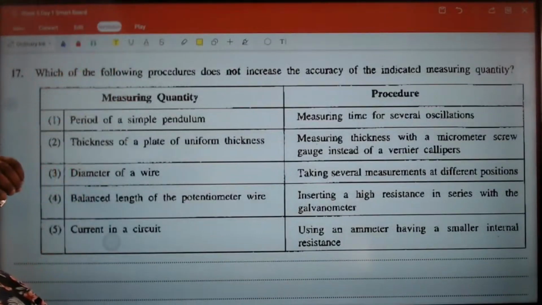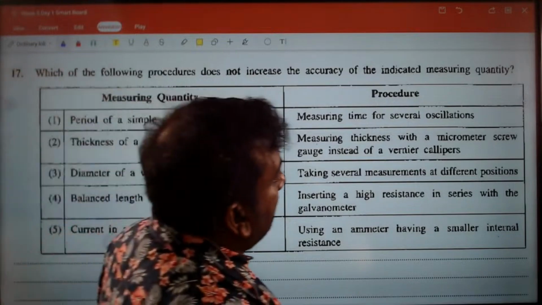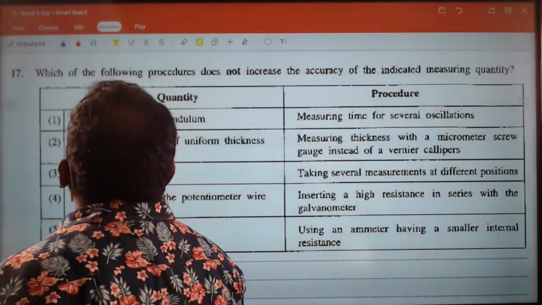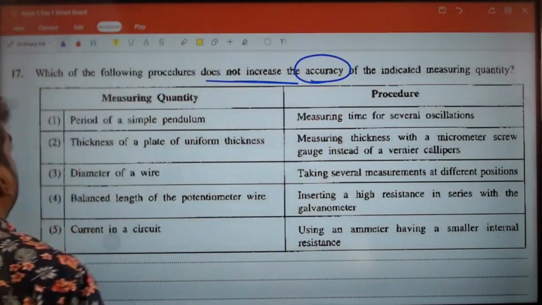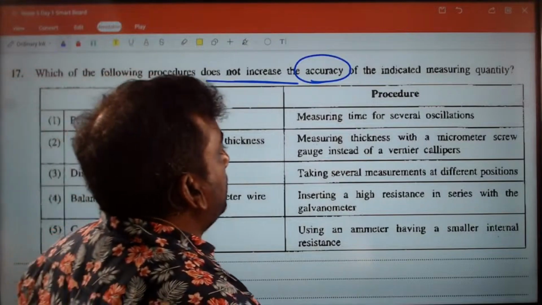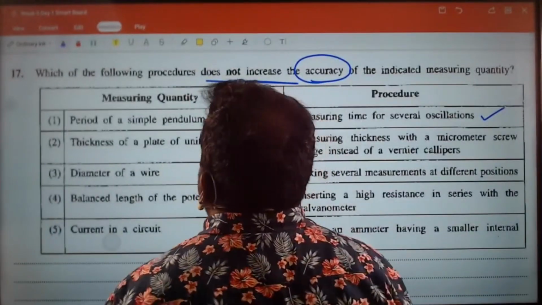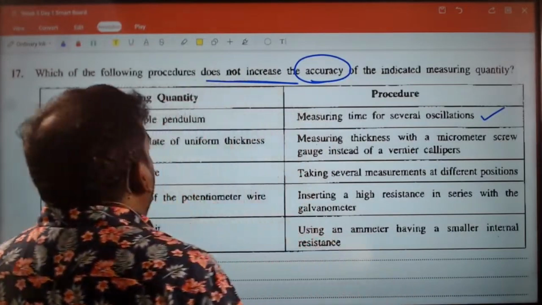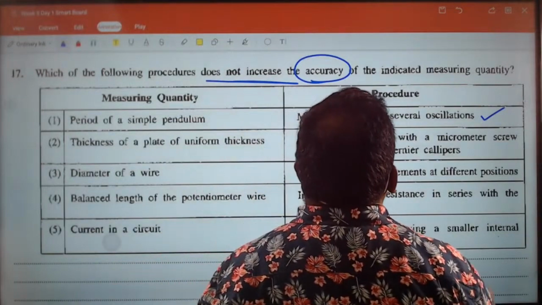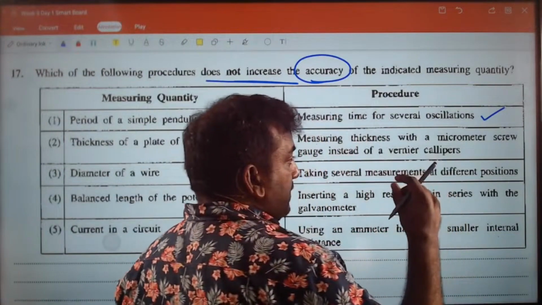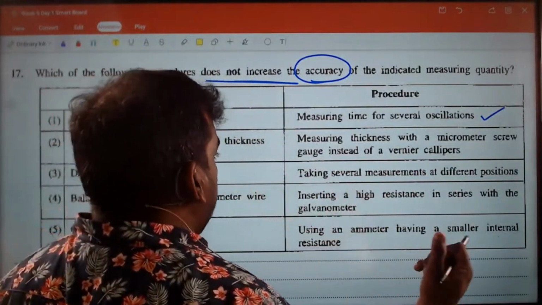Which of the following procedures does not increase the accuracy of the indicated measuring quantity? That's the key word. Period of a simple pendulum: measure time for several oscillations. Yes, increases the accuracy. Thickness of a plate of uniform thickness: measure thickness with a micrometer screw gauge instead of the vernier caliper. Accuracy means smaller least count, smaller fractional error. Smaller fractional error means greater accuracy. Correct.